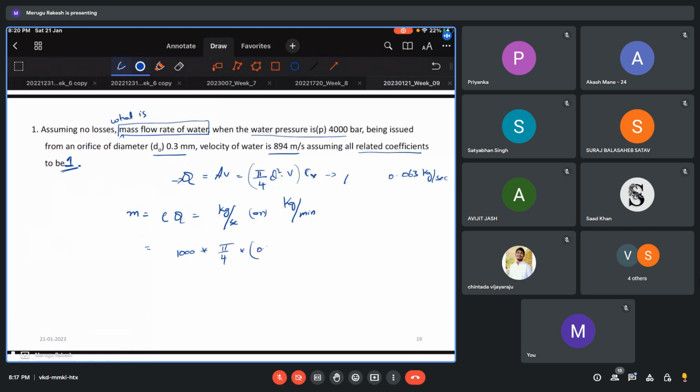So 0.3. What is this? 894. Yeah, understood. I just multiplied with the density. This is whatever discharge or volume flow rate you have. Yes.